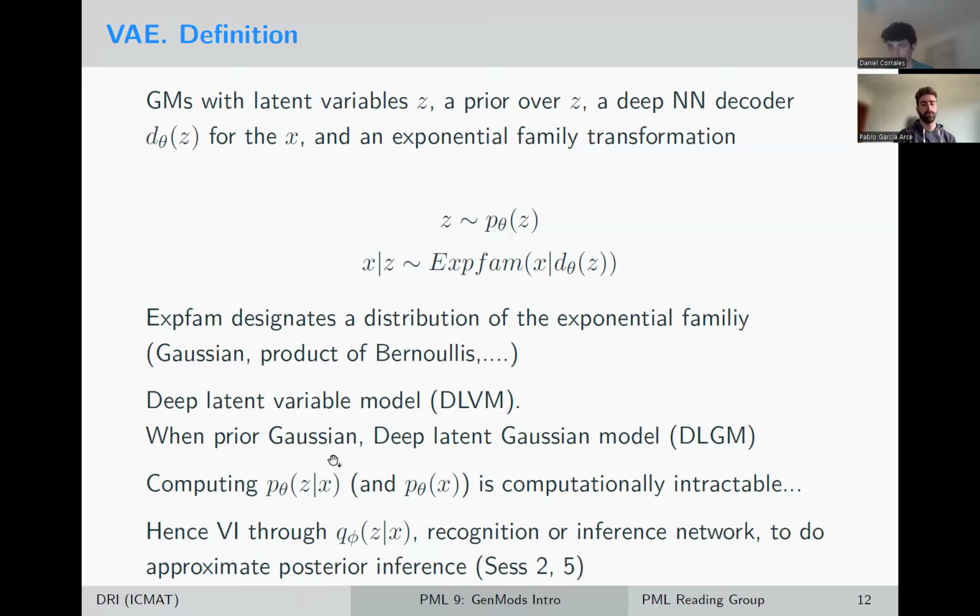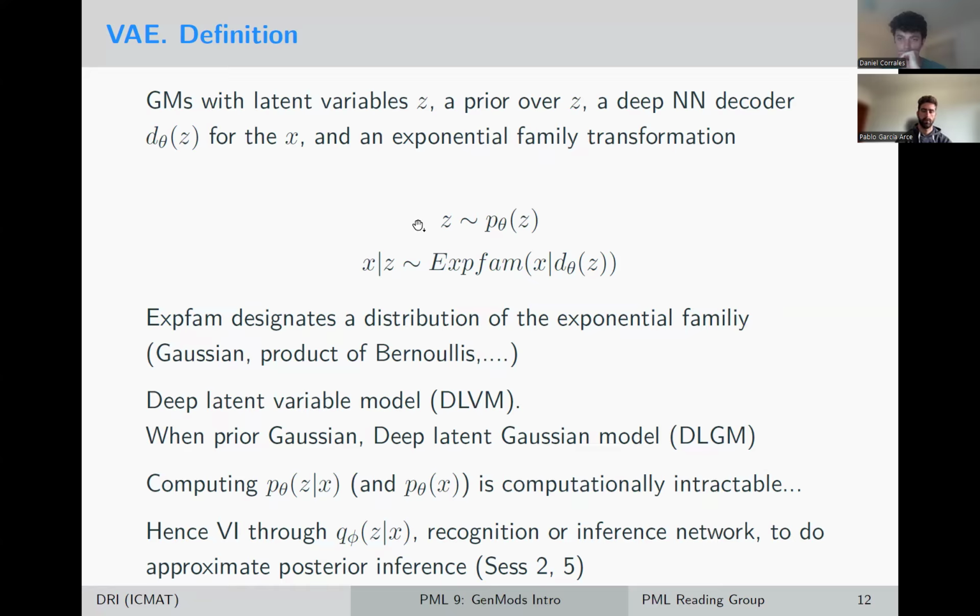Computing the things of interest, computing this posterior and computing this marginal, is computationally intractable, and hence we use variational inference through a variational family, which in this context is usually called a recognition or inference network. And we use it, as we described in sessions 2 and 5 in detail, to perform approximate posterior inference. So that's the basic definition.